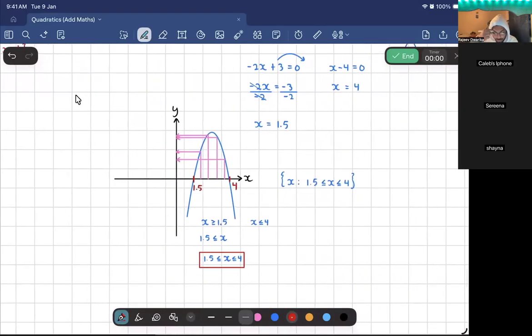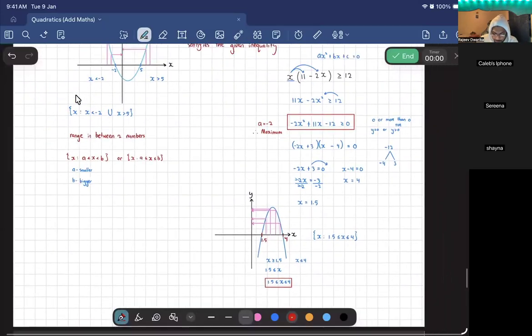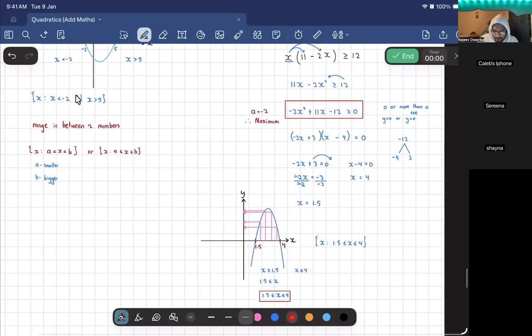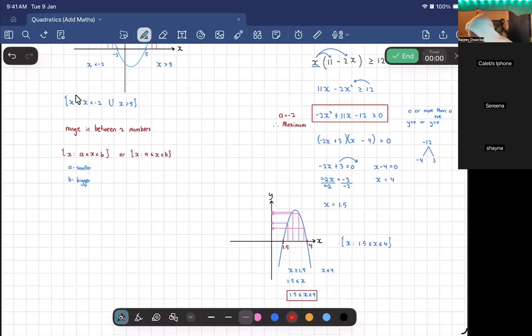All right, cool. So guys, you all could copy this down, copy down the answer, right? Shina, did you get it 100% correct? Yes, sir. Okay, Shina. All right. Okay, big up. So now I want to look at rational inequalities, right?